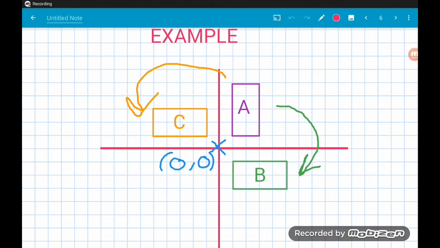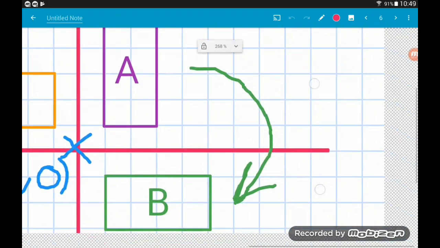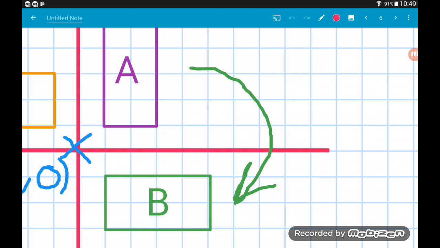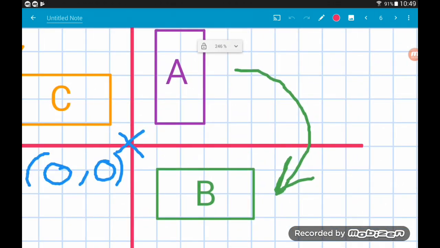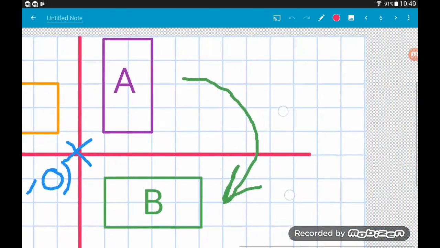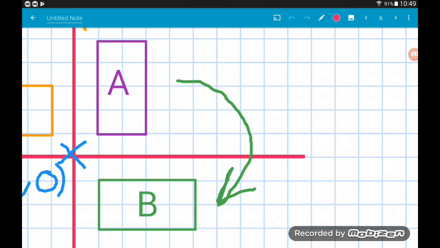Okay, so here I've actually carried out 2 rotations on shape A. So we've done one to turn it into shape B and one to turn it into shape C. So let's take a look at each one and talk about what the rotation is. So A to B, first of all. First of all, I've rotated it about centre 0, 0. So the origin. So the centre is 0, 0.